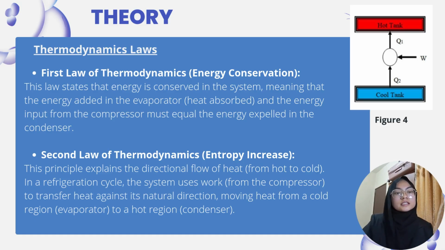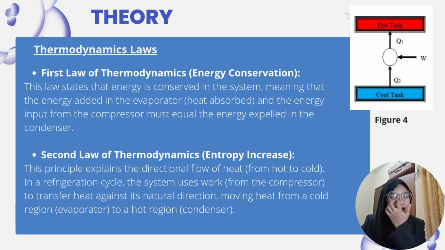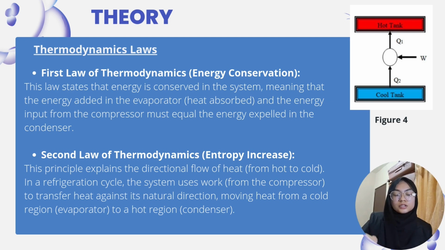The theory for this experiment involves the first and the second law of thermodynamics. Basically, the first law of thermodynamics explains energy conservation, which is that energy cannot be created or destroyed, but it can transfer from one form to another. The second law of thermodynamics explains entropy, where heat goes against its natural direction. So it happens when the cooling process occurs, the heat is moving from a cold region to a hot region.